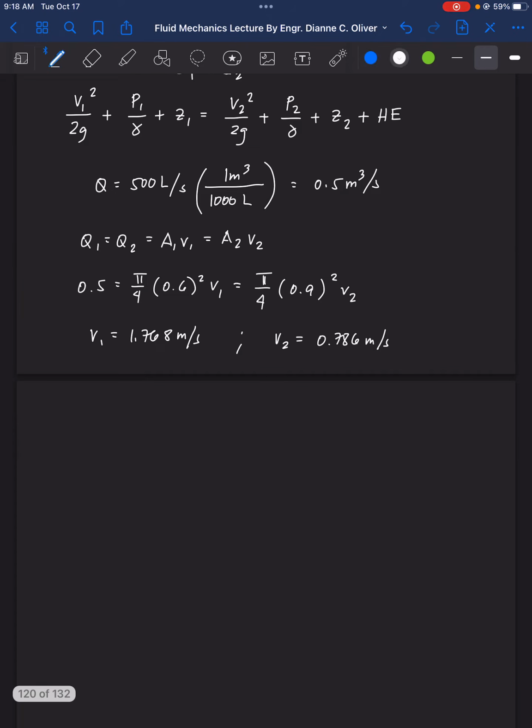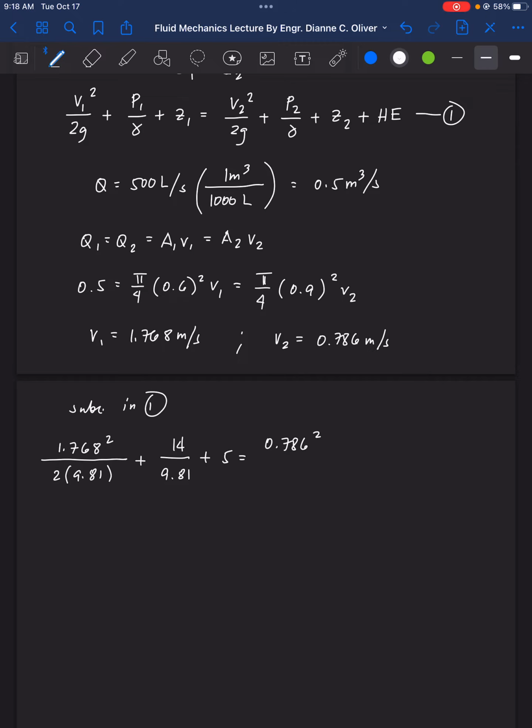So we now have to substitute it in equation 1. V1 is 1.768, so 1.768 squared all over twice of gravity, plus the 14 kilopascal water pressure head, plus 5 meters elevation, equals 0.786 squared over 2g for pipe number 2, plus the 4 kilopascal pressure head, and then plus 0 elevation plus energy extracted.